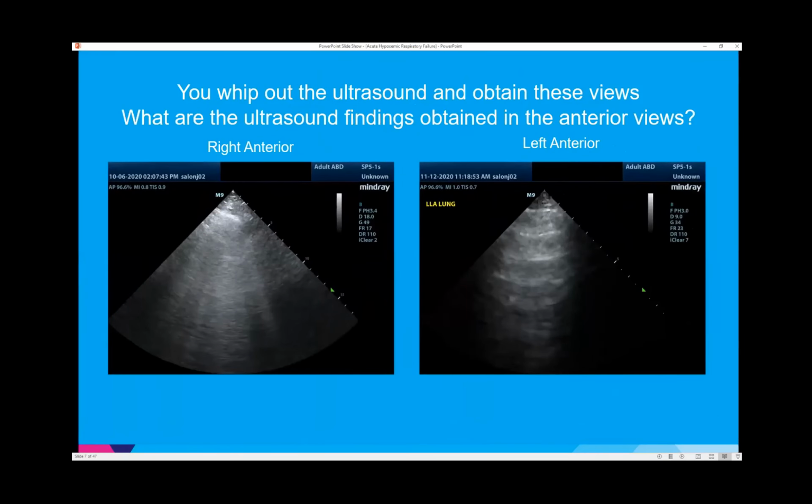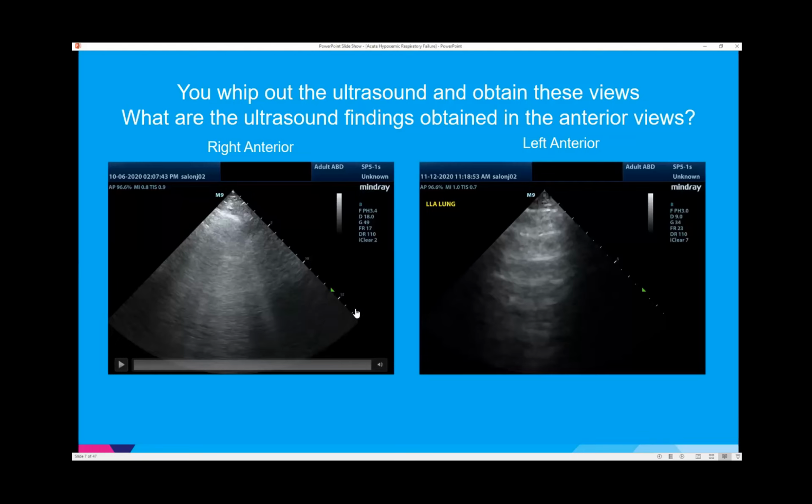So now that many of you are getting more comfortable with ultrasound, I want to start seeing some of your ultrasound skills integrated into image interpretation. So you whip out the ultrasound and you obtain these views. I'll switch over to the poll. I want you to tell me what these ultrasound findings show.